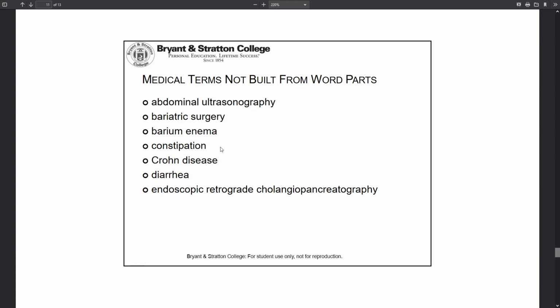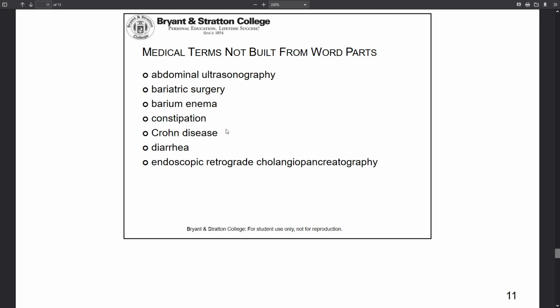Constipation is the inability to excrete solid waste. Crohn's disease is a type of irritable bowel. Relatively more commonly occurring in our modern time, potentially related to environmental or dietary items, but it's also believed that there could be some genetic link as well. Diarrhea is, again, watery stool.